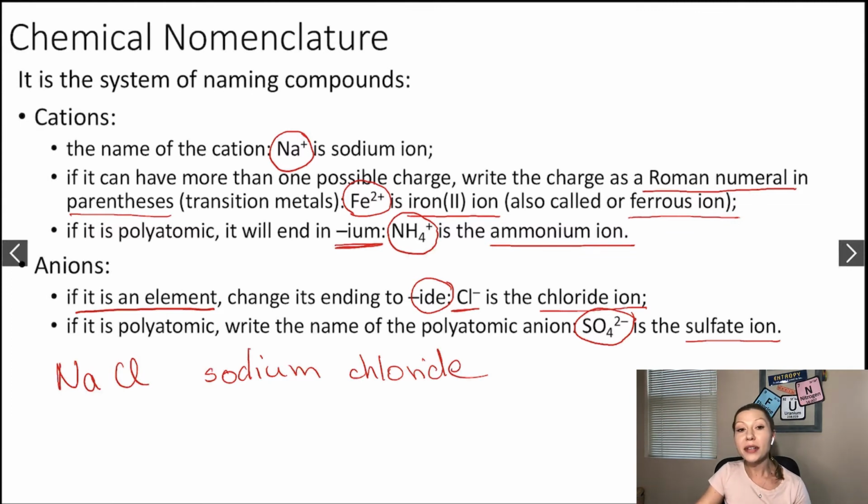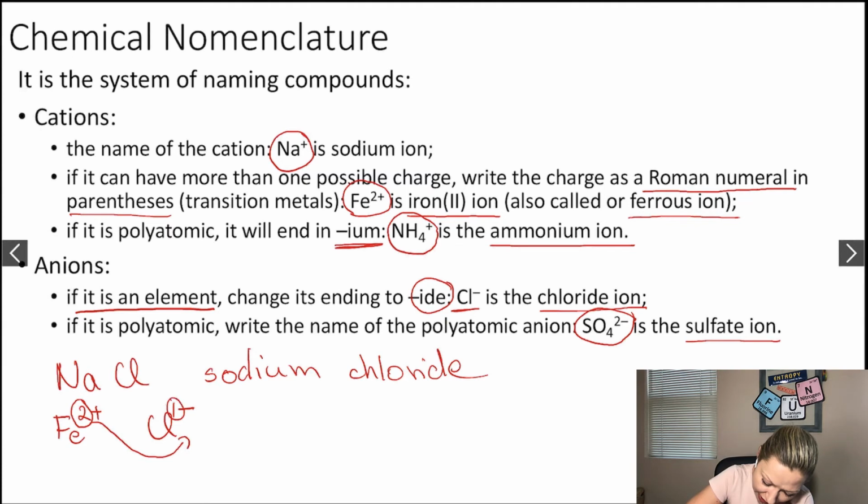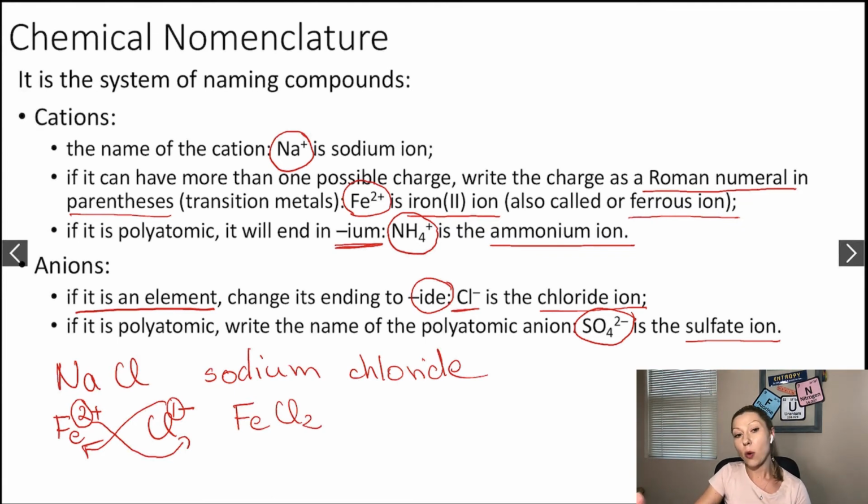Okay, what if I have a compound between iron, some kind of charge with iron, let's say iron 2+, and Cl-? So first of all, if I have a compound like Fe2+ and Cl-, I have to figure out how to write out the formula. So I will have to move the charges as subscripts here and here. So the formula is FeCl2.